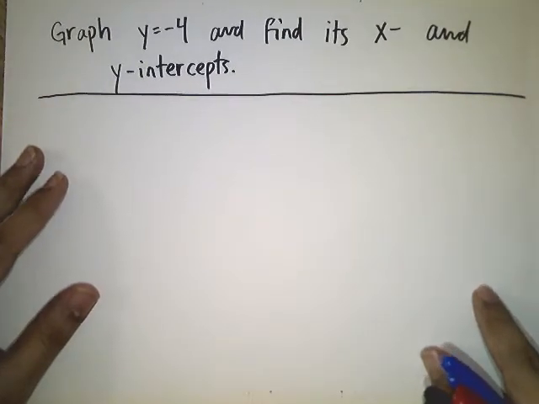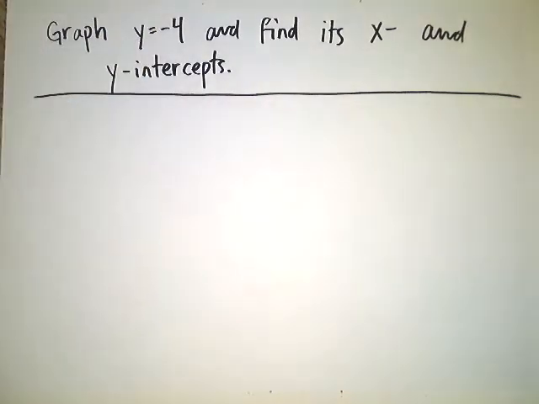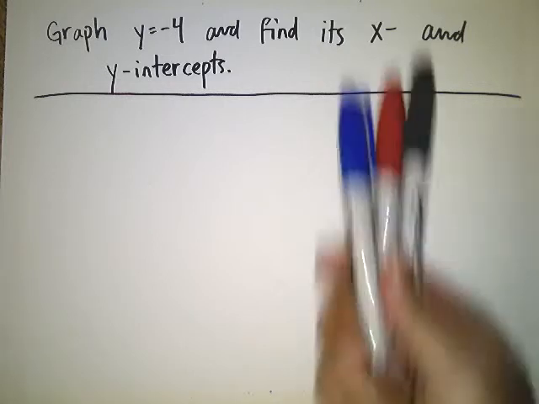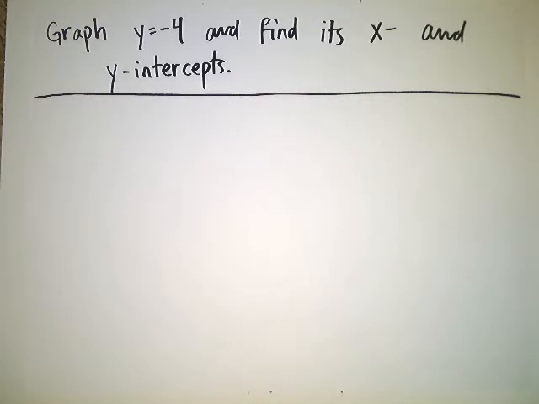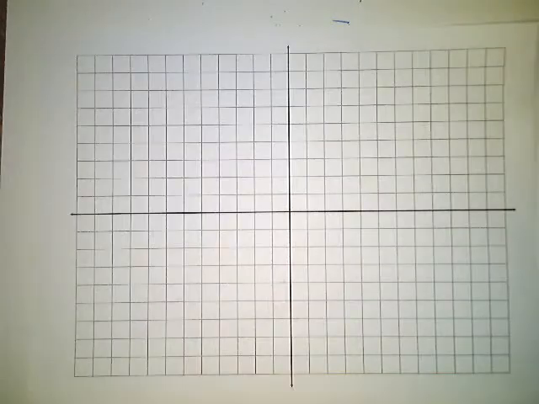Let's take one more. Let's graph the line y equals negative 4 and find its x and y intercepts. Now this one is also a little bit different. There's no x anywhere in the equation for this line, but we still have to find its x and y intercepts. So for this one too, let's skip straight to graphing. We're trying to graph the line y equals negative 4.